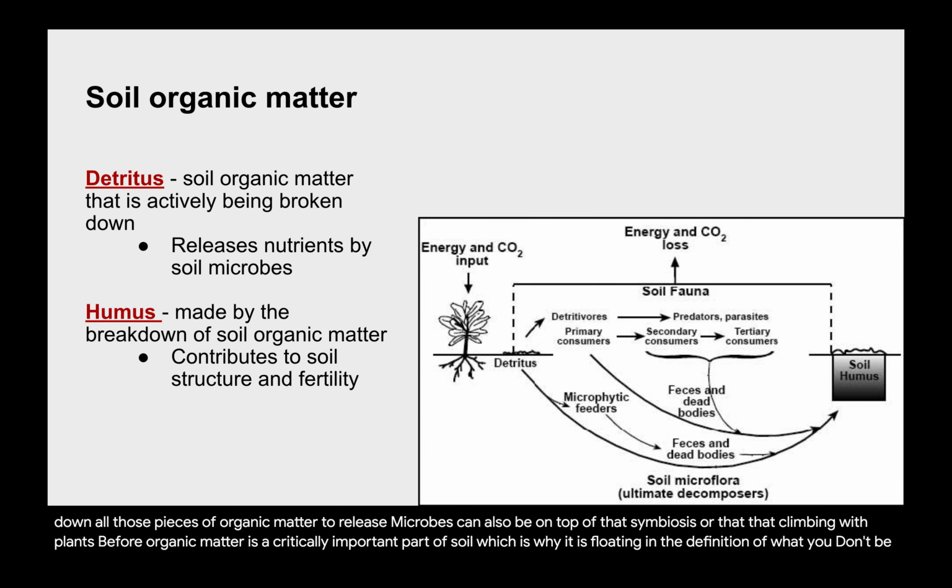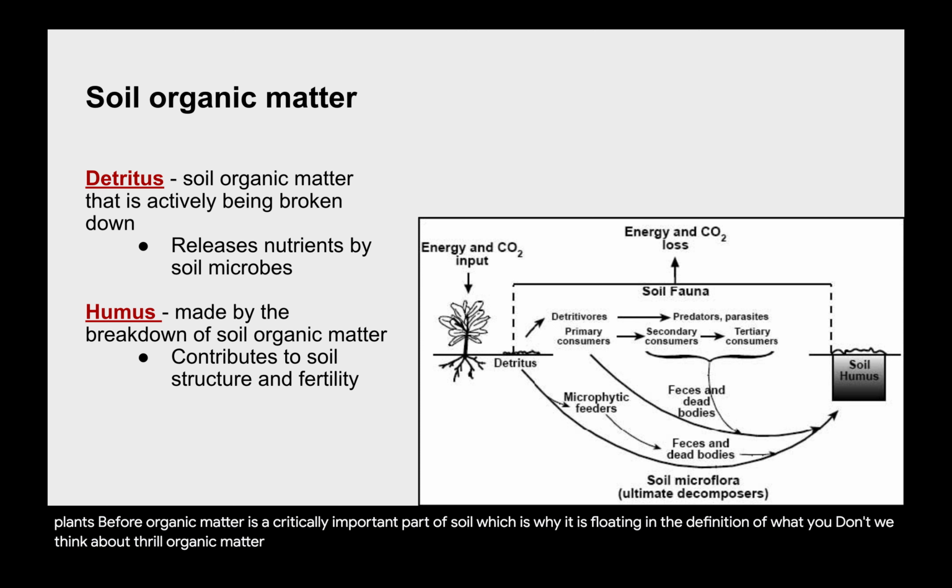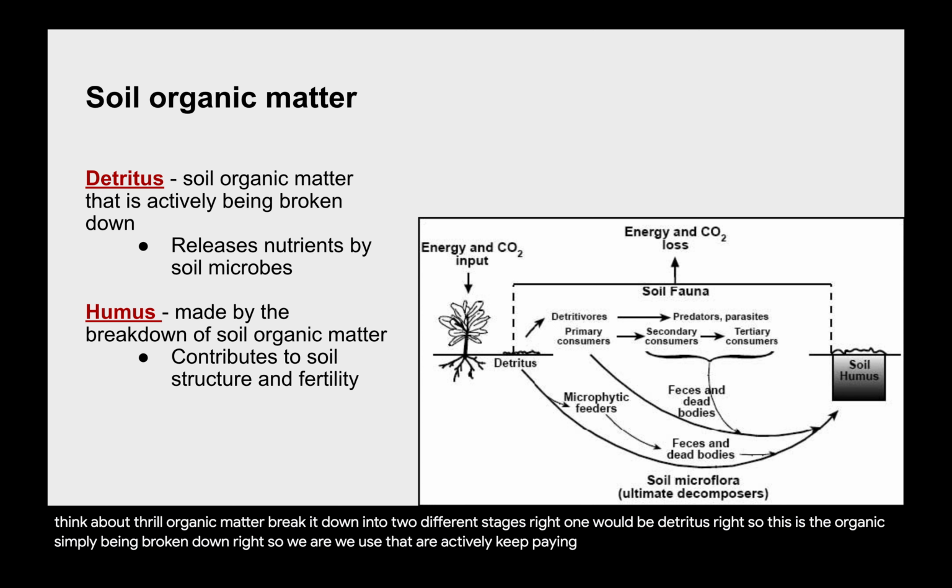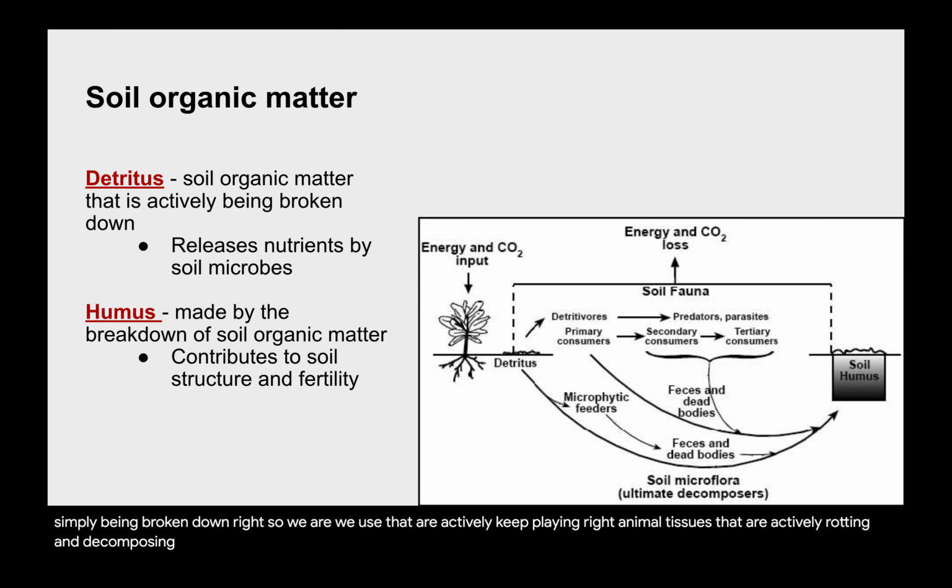So if we think about soil organic matter, we can break it down into two different stages. One would be detritus. This is the organic matter that is actively being broken down, so leaves that are actively decaying, animal tissues that are actively rotting and decomposing. These are the part of the organic matter where the nutrients are being actively released by microbes into the soil.